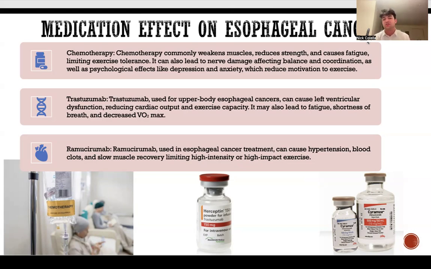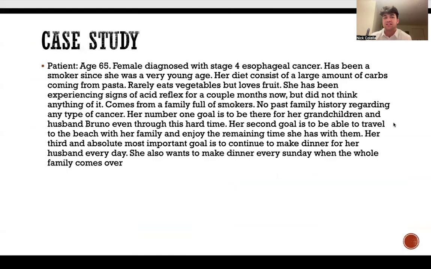Trastuzumab is also used for upper body esophageal cancers, and it can cause left ventricular dysfunction as well as reducing cardiac output and exercise capacity. It may also lead to fatigue, shortness of breath, decreased VO2. Ramucirumab is used in esophageal cancer treatment and can cause hypertension, blood clots, and slow muscle recovery, limiting high intensity or high impact exercises. So the case study that I came up with, my patient's age 65.